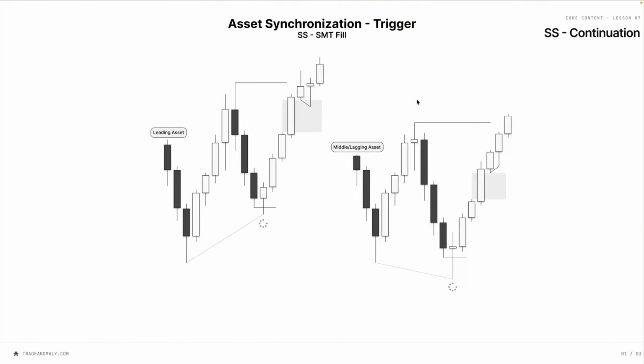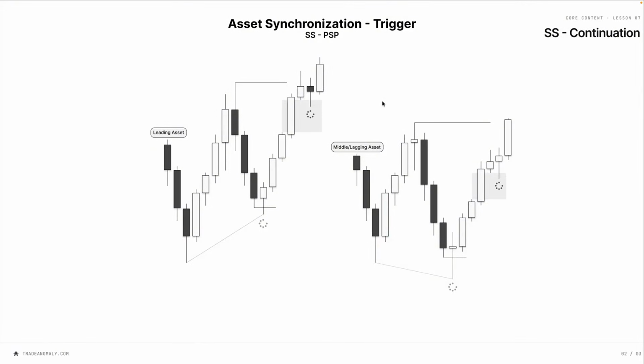Now here we're going to go over asset synchronization trigger for continuation, and that is going to be strength switching, right? So in this first example or variance, it happens with an SMT fill, where this asset shows momentary weakness by trading into the gap, while that middle and lagging asset shows short-term strength by not tagging the gap, right? That is a trigger in confirmation to know that this SMT is going to break, and this is when we want to trade that lagging asset now to this exact high that this asset failed to manipulate.